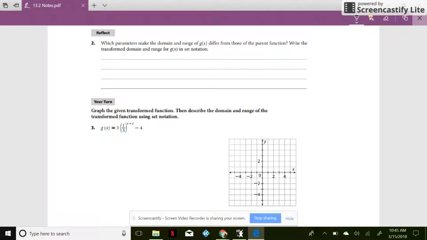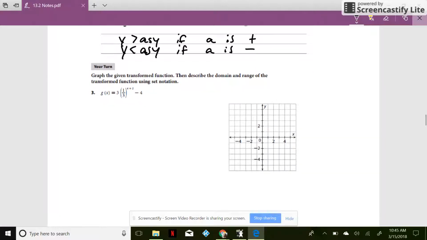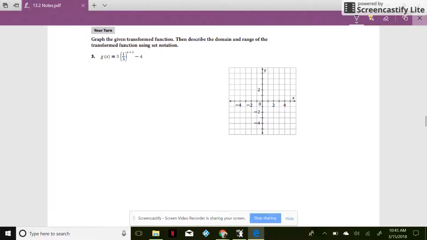So which parameters make the domain and range differ from those of the parent function? The domain doesn't change. Domain is always going to be all real numbers. The range is going to be y is greater than the asymptote if a is positive. So if we're multiplying by a positive number, y will be greater than our asymptote. Y will be less than our asymptote if a is negative. If a is negative, that means we're multiplying by a negative number. We're going to have a reflection, so our y values will be less than our asymptote.